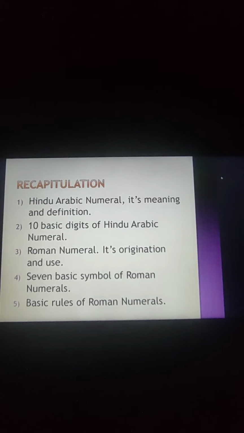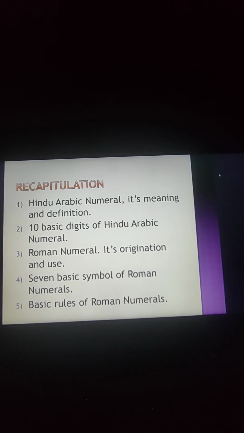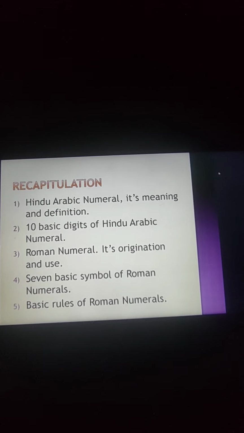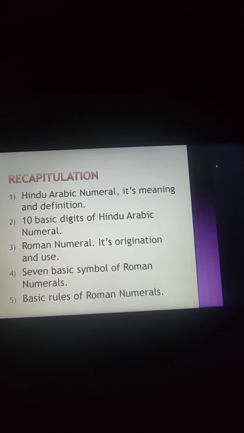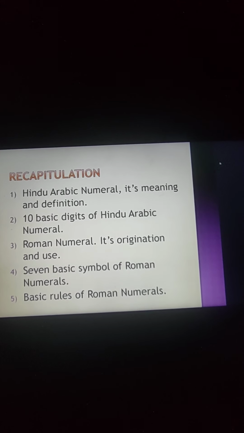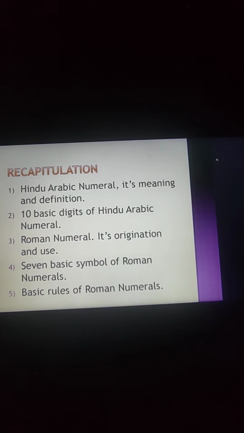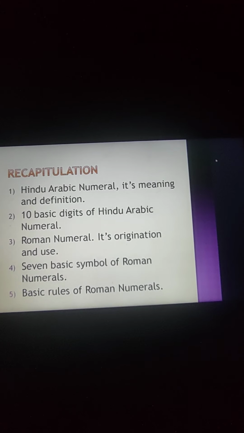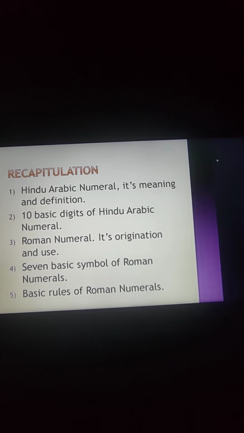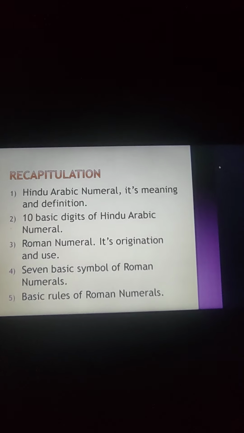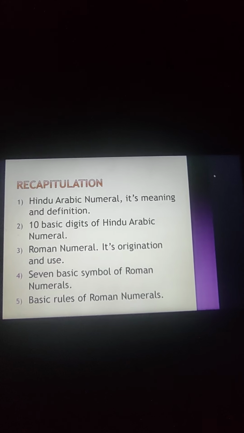Now students, let's move on to our third point. We have studied Roman numeral, its origination and use. From where it originated and what is the use of Roman numeral we have studied. Fourth point is the 7 basic symbols of Roman numeral. Now fifth point is the basic rules of Roman numeral. There were a total of 6 rules of Roman numerals which we covered in our previous video.